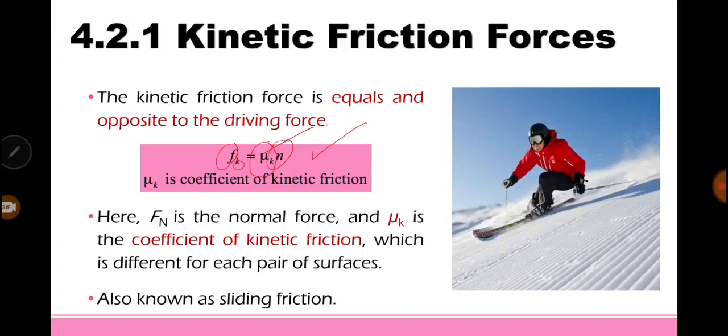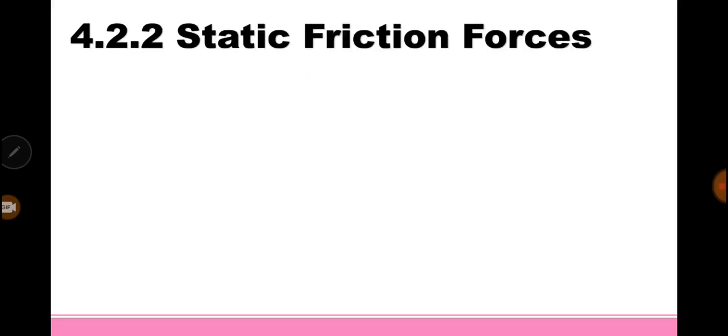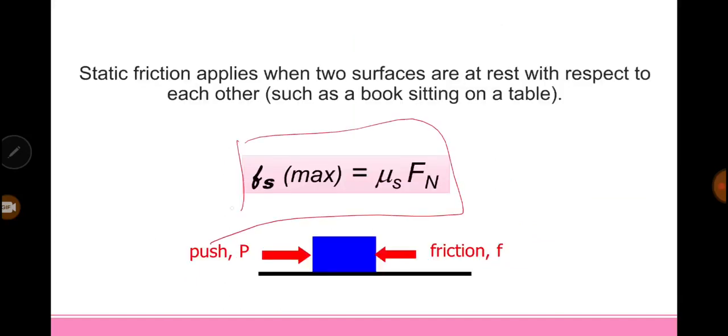The equation for the kinetic friction force is the same as the equation for the static friction force. The static friction force is Fs equal to mu s times the normal force, and the difference is just the symbol of s and mu s. Same equation, right?